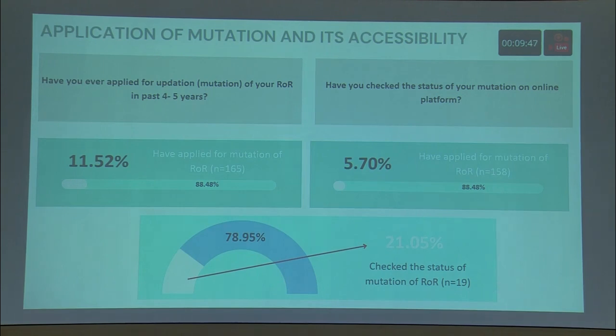Now, application of mutation and its accessibility. So this is output information. When we asked whether they have tried to apply for updation of the mutation in the last 4 or 5 years, only 11.52% of the population said that they tried to apply for the mutation in Maharashtra, and 5.7% said that they tried in Odisha. But out of this also, only 21.5% checked their status online. There is some huge information gap here. The people are not tending towards usage of the online portals here.